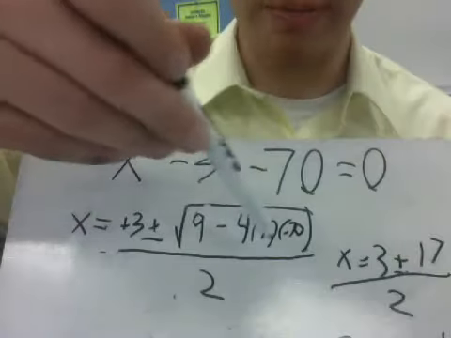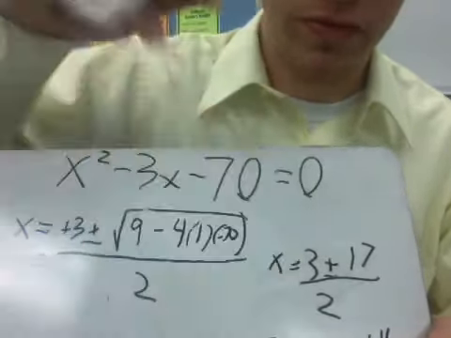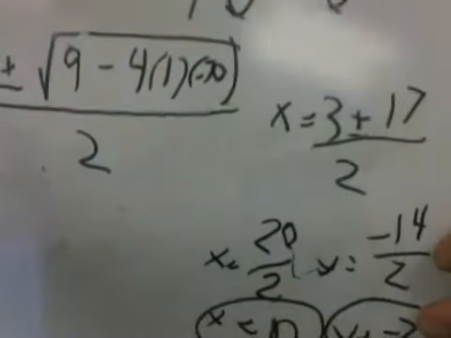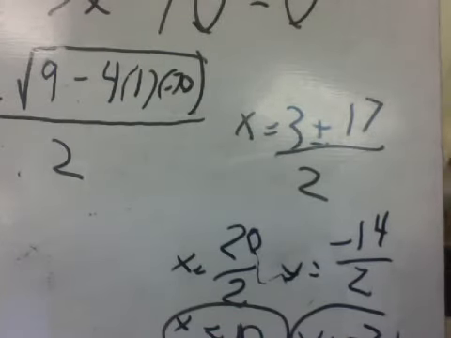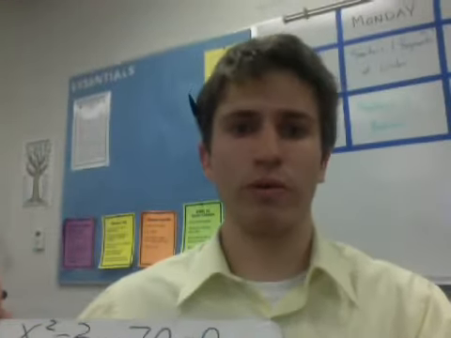Figure out this top right part in your calculator. Do your plus, 3 plus 17. Then do 3 minus 17. Divide each of them by 2. Got your answers. Quadratic formula. Boom.